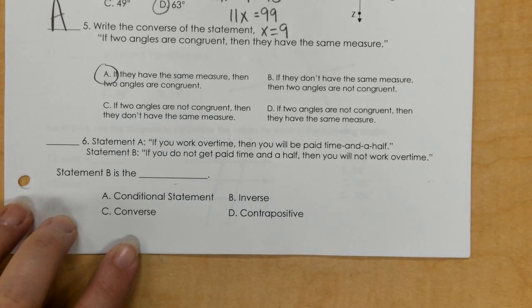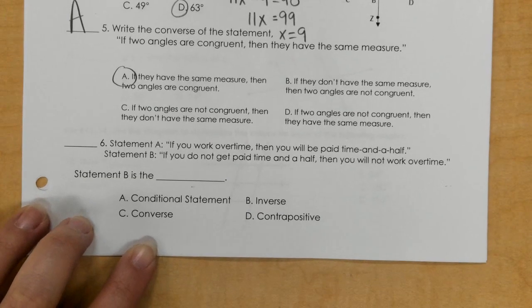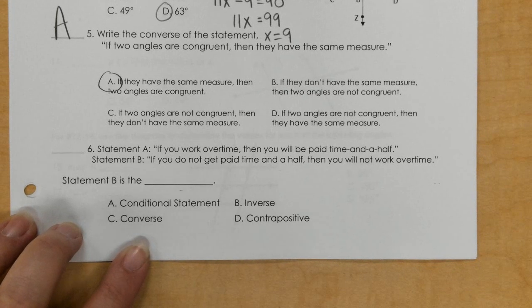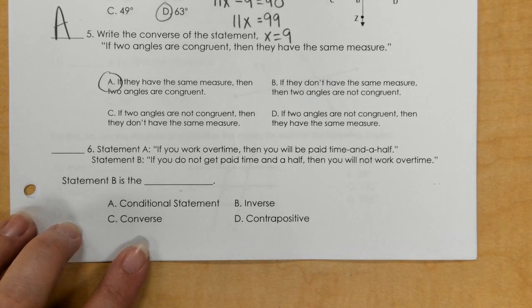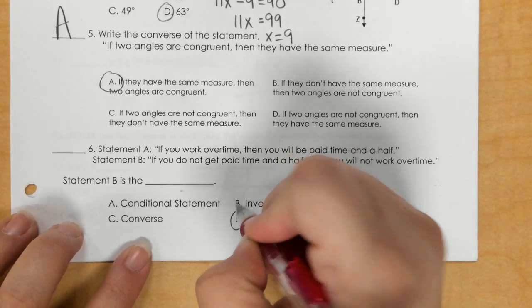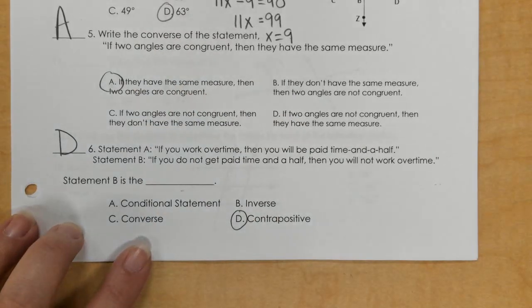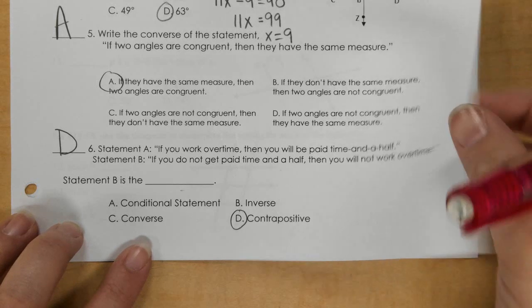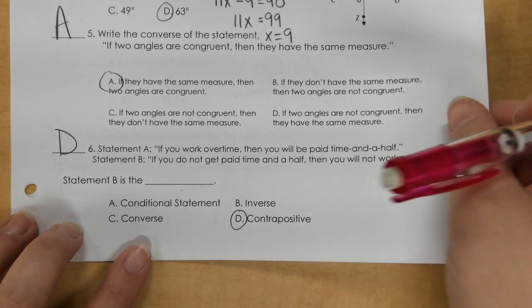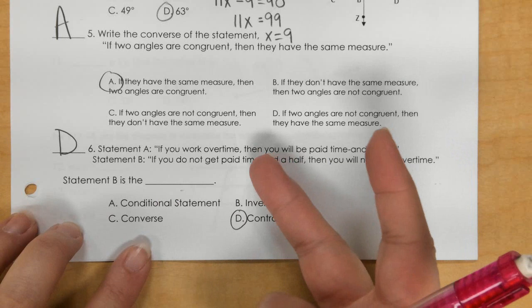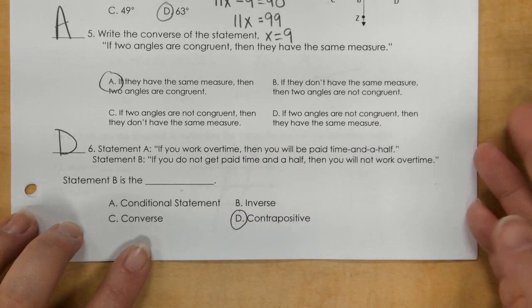In number 6, we have if you work overtime, then you will be paid time and a half. Statement B says if you do not get paid time and a half, then you will not work overtime. So they want to know what type of statement B is. And that would be called contrapositive. Okay. So this is where you have to flip the if and the then from the first statement, and you make them negative.